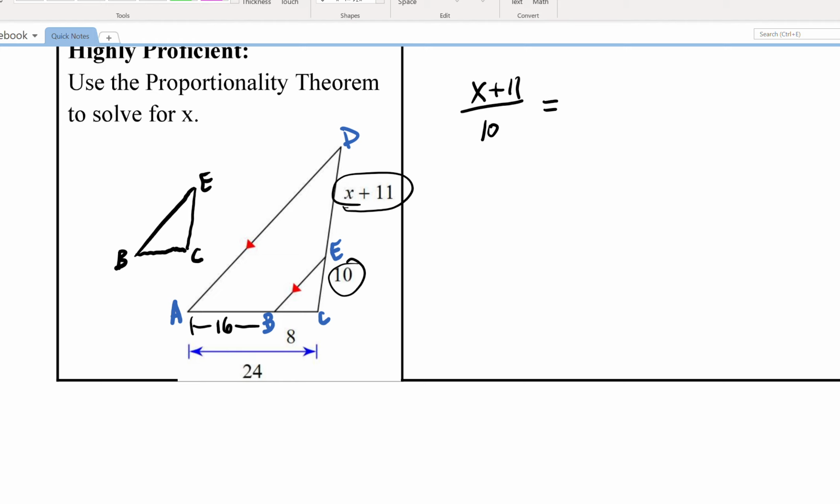And so these right here are the ones that correspond, same as these here. And so since I've put x plus 11 on the top, I'm going to put 16 on the top. And I think of it this way. Here's that. And then 10 and 8. And so if x plus 11 is to 10, then 16 must be to 8. Let's put the color to it and make sure that makes sense.